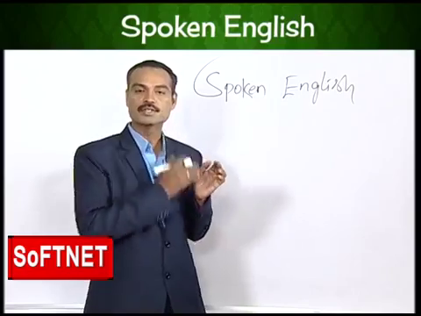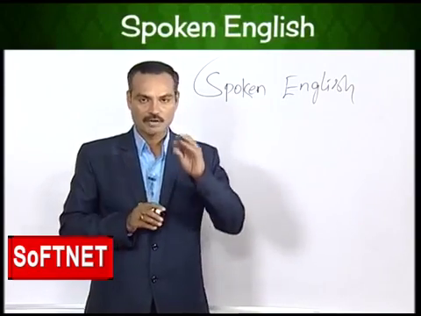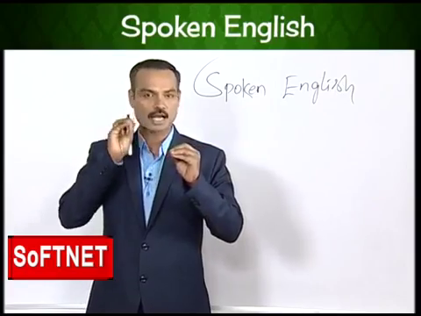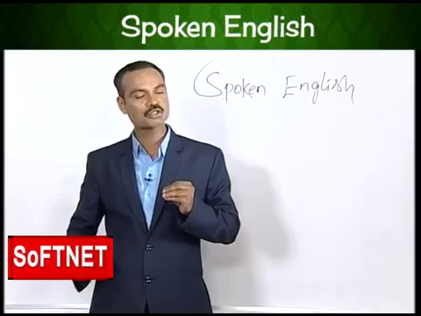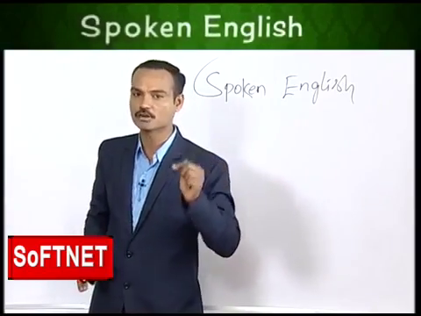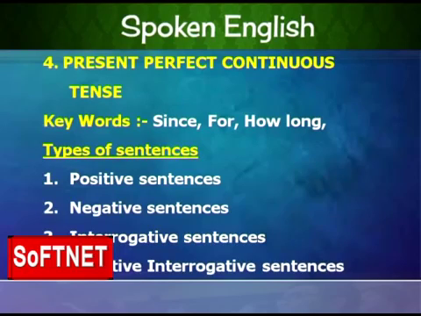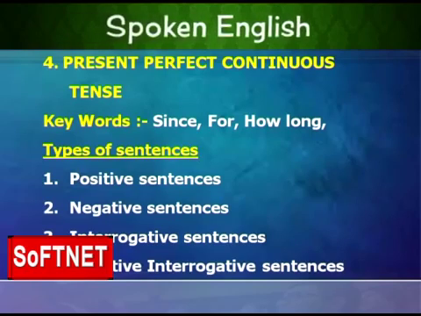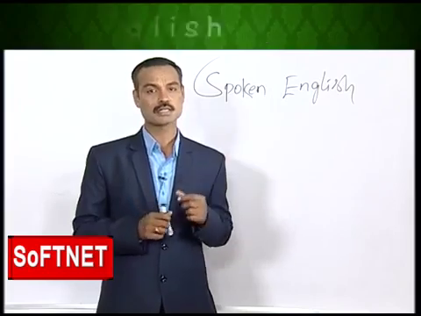See friends, this is the process of writing sentences in present perfect continuous tense. For I, you, they and any plural subjects, have been should be taken. For he, she and any singular subject, has been should be taken. After I, you, they, have been. After he, she, it, has been. Okay. Next, in this tense there are three keywords: since, for and how long. Okay, I have already explained when we should use since and for. Three keywords are there in this tense.